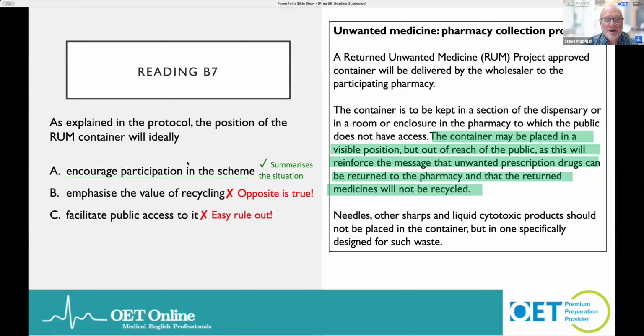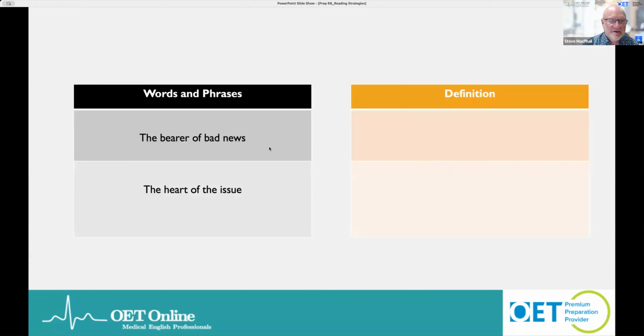Now you have to make sure, see what I did? I ruled out. And then encourage is to reinforce. If you reinforce the message, then you're encouraging people to participate. There it is. Okay. Now, one thing I would highly recommend you do is always build vocabulary.